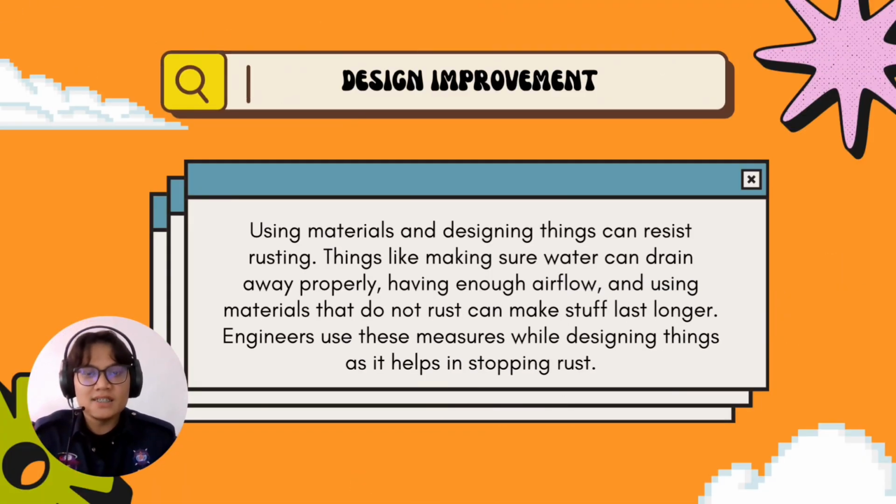Last but not least, design improvement. Did you know that by using certain materials and designing things, we can resist rusting? Things like making sure water can drain away properly, having enough airflow, and using materials that do not rust can make things last longer. Engineers use this measure while designing things as it helps in stopping rust.